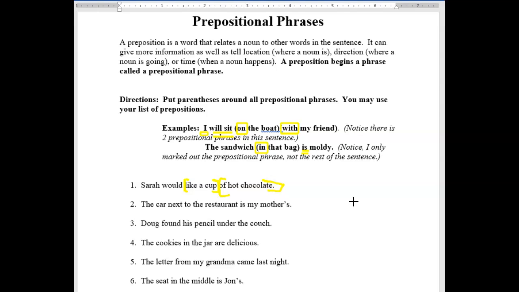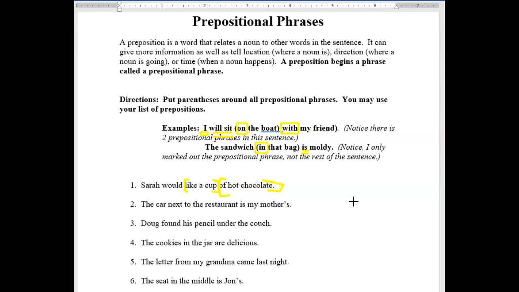So remember, we said before that a sentence could have more than one prepositional phrase. If it's a long sentence, it could have 2 or 3, 4 prepositional phrases. So what we have to do is look at each word and decide, okay, is that on our prepositions list? That's why the more you become familiar with the words on this list, the faster you'll be able to find these prepositional phrases.